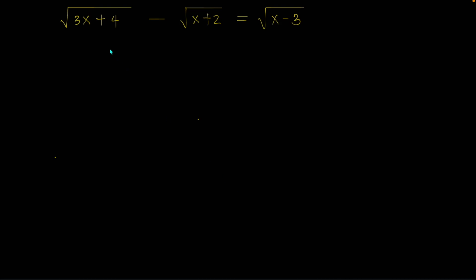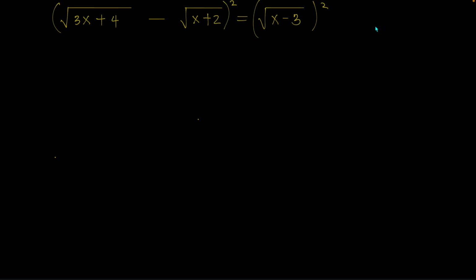This is an equation involving radicals. And in solving this problem, the first thing we have to do is to get rid of the radical signs. We do that by squaring the left-hand side of the equation and doing the same for the right-hand side of the equation.